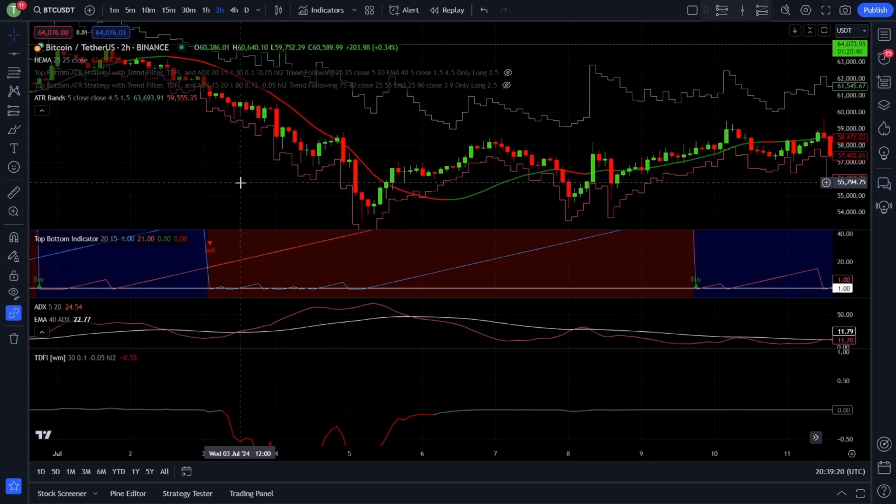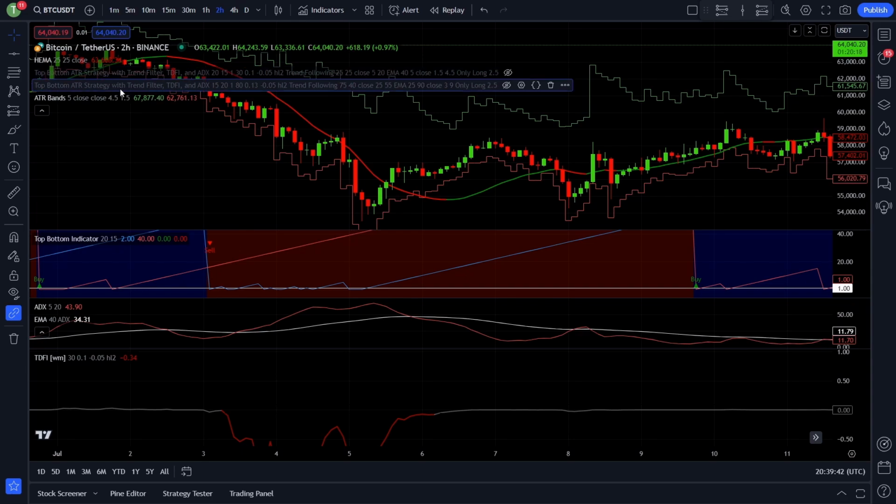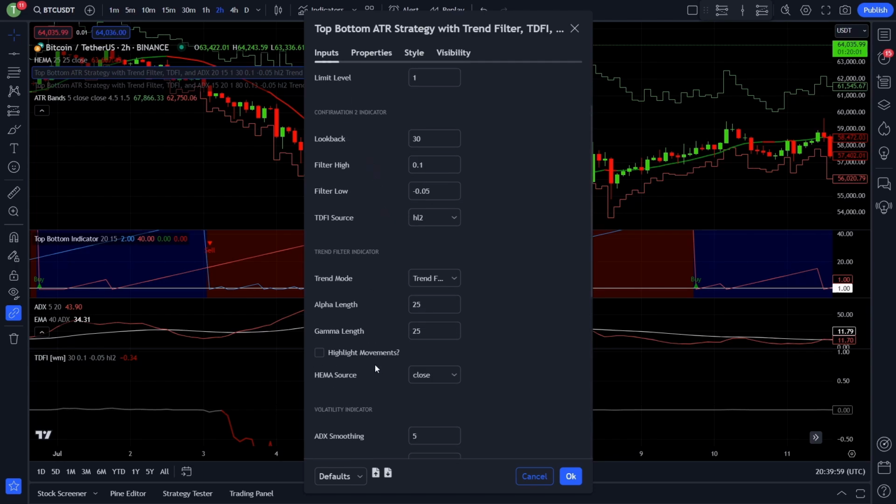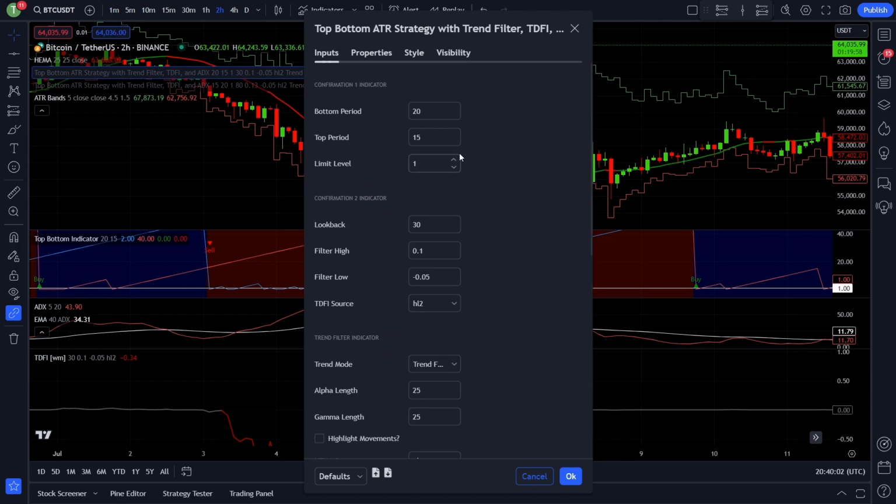I actually tried David's text optimization settings, but it didn't give me the same results, so I optimized the script myself. But how does the script look like? Let's see. Here you can see all the options and the correct optimized settings that I use. On the top we have the top and bottom indicator, which is the first confirmation. After that, the TDFI, which is the second confirmation indicator.